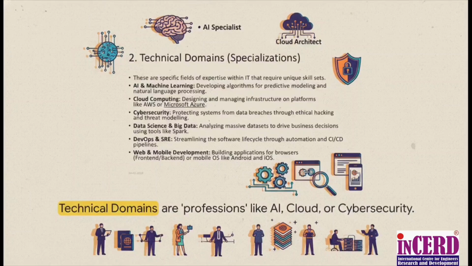Next, we have technical domains. Now, if industry domains are the countries, then technical domains are your profession. What do you do? Are you an AI specialist, a cloud architect, a cybersecurity expert? This is the specific skill you bring to the table, and the cool part is you can practice your profession in a whole lot of different countries.